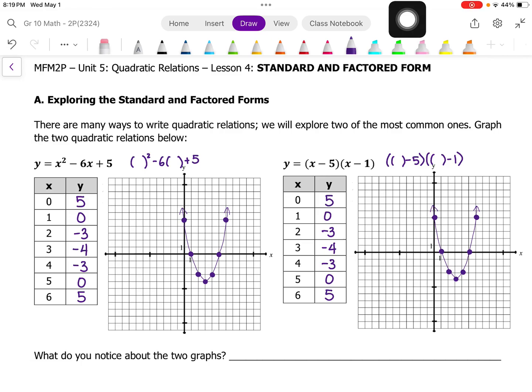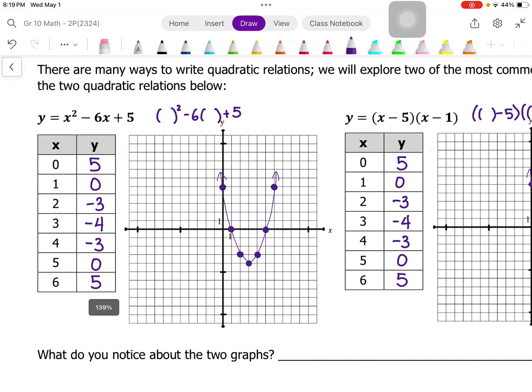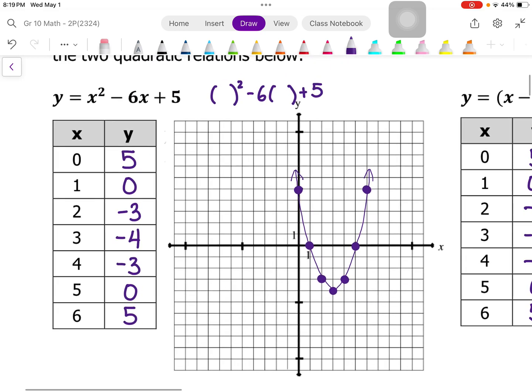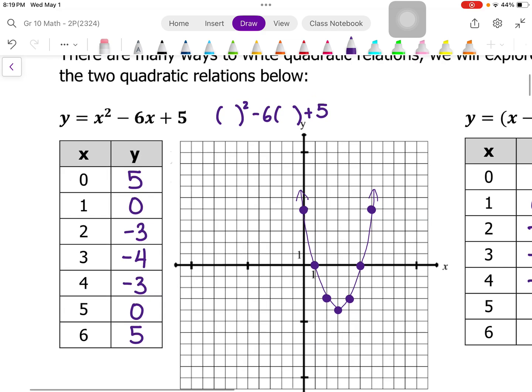In this lesson, we're going to take a look at standard and factored forms. So we've already talked about standard form and graphed from a table of values using standard form and substituting in various x values in our previous lesson. So we'll start with that here.